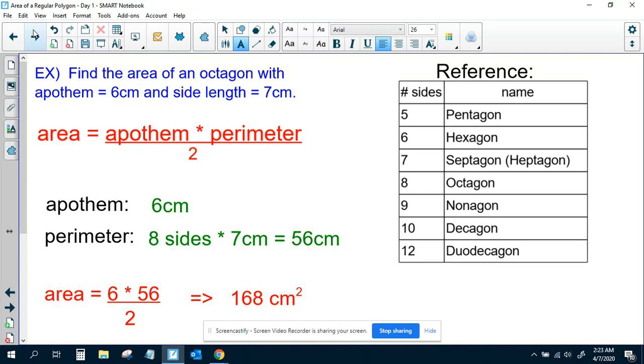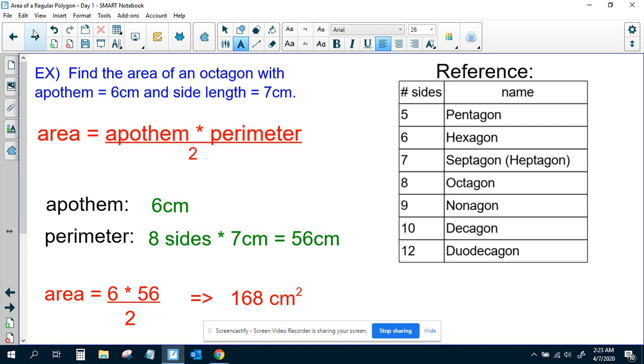All right, let's jump into it and do an example. The first example says: find the area of an octagon with an apothem of 6 centimeters and a side length equal to 7 centimeters. For your reference, I put the names of some popular polygons off to the side there. An octagon is an 8-sided figure.